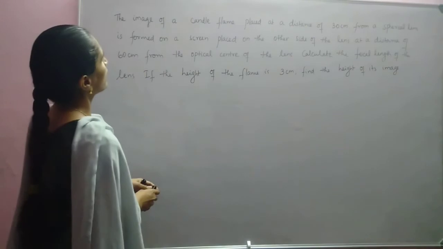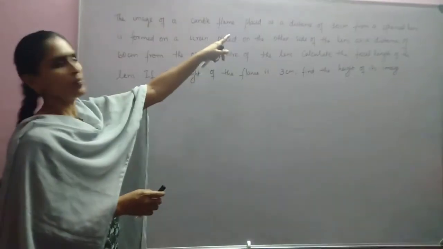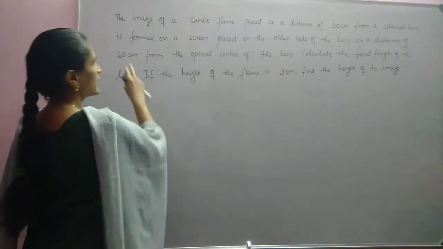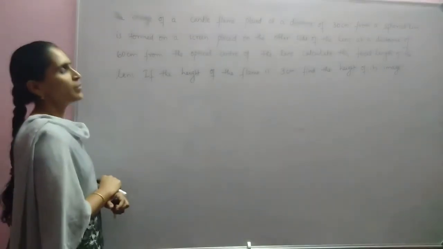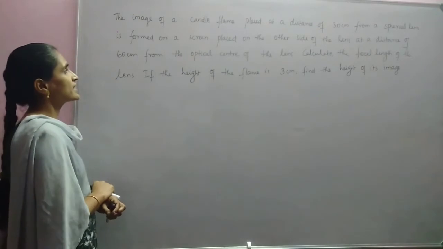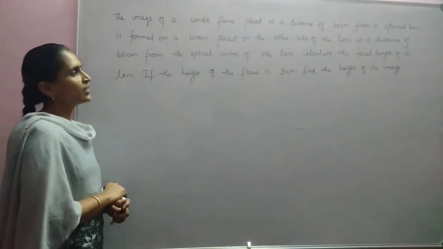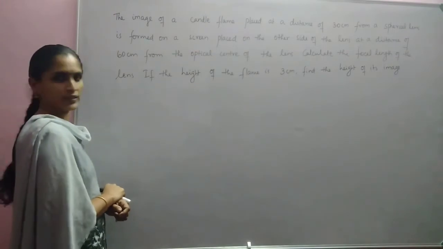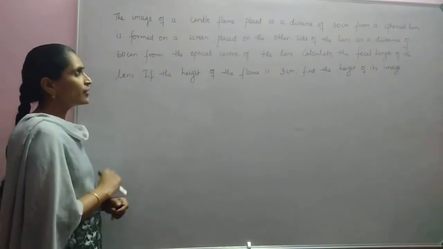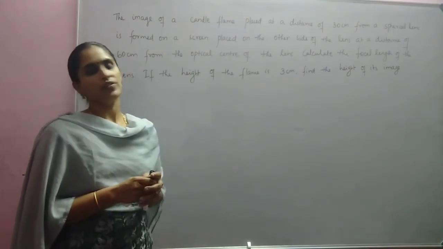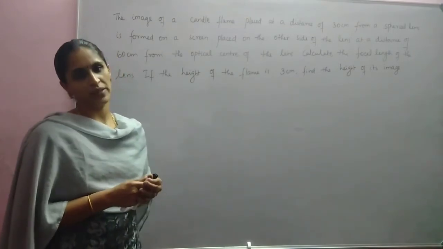The image of a candle flame placed at a distance of 30 cm from a spherical lens is formed on a screen placed on the other side of the lens at a distance of 60 cm from the optical center of the lens. Calculate the focal length of the lens, and if the height of the flame is 3 cm, find the height of its image.